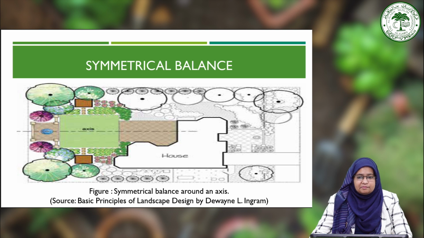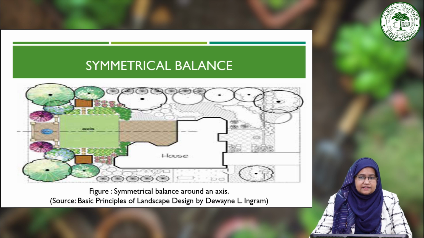This is because the mind naturally divides space by assuming a central axis and then seeks an even distribution of object or mass. As here is the division of mass as well as the plantations and the hardscapes.